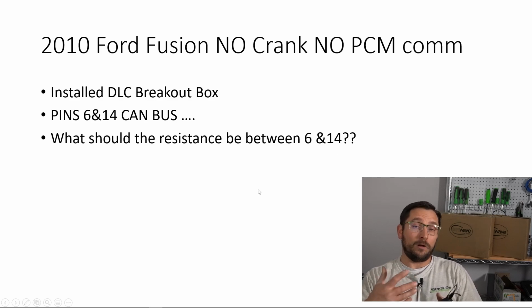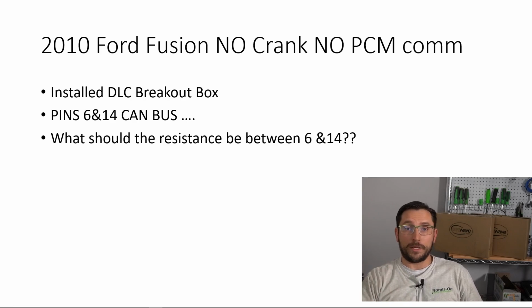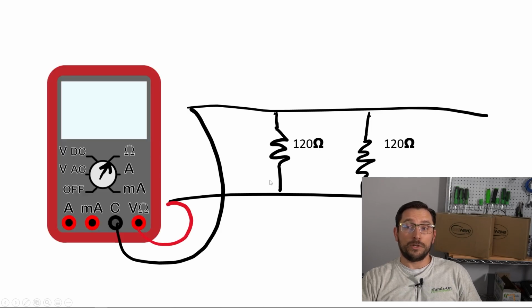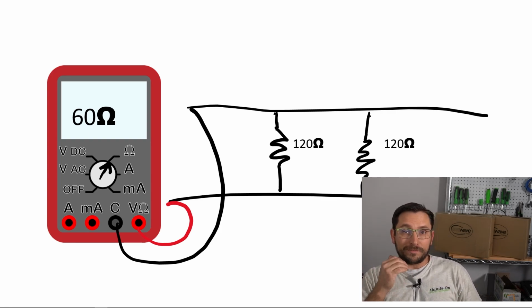For those of you that have been following along with other things and checking out other people's channels, I know you know the answer to this. So let's just see if you know what it is. And you're right. If you're thinking we have two 120 ohm resistors in parallel like this, we should be reading what? 60 ohms. So let's take a look at this 60 ohms on this bus. What does this look like?